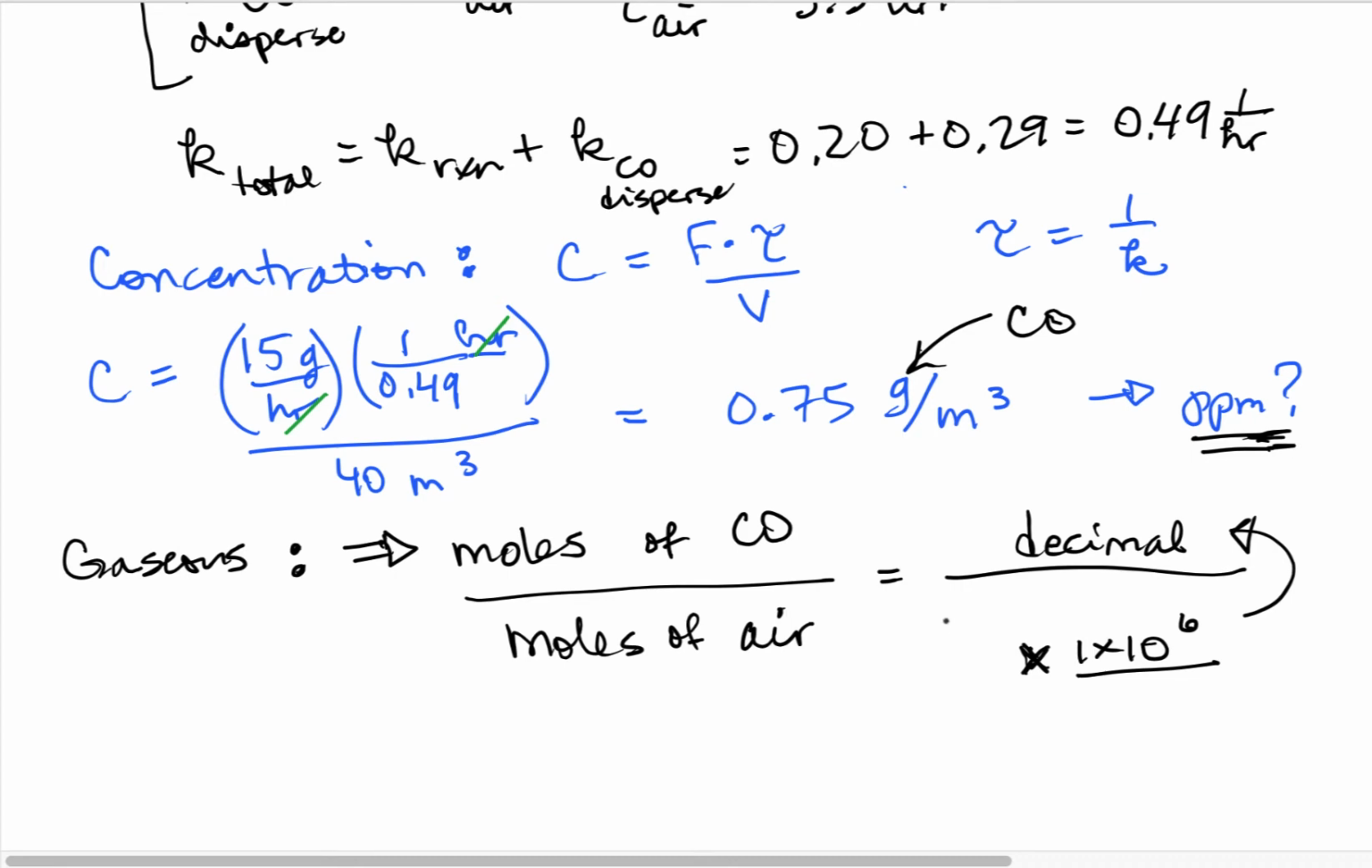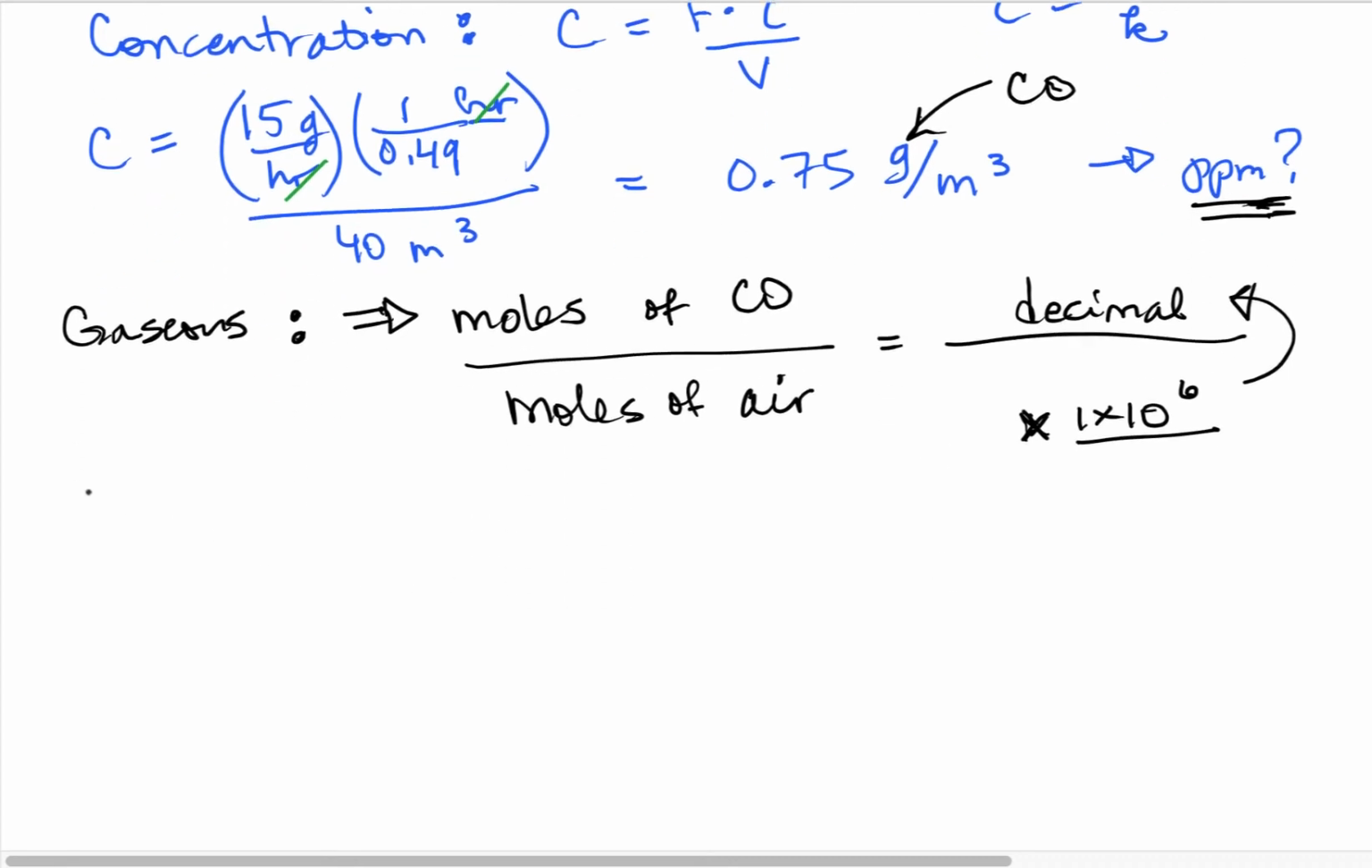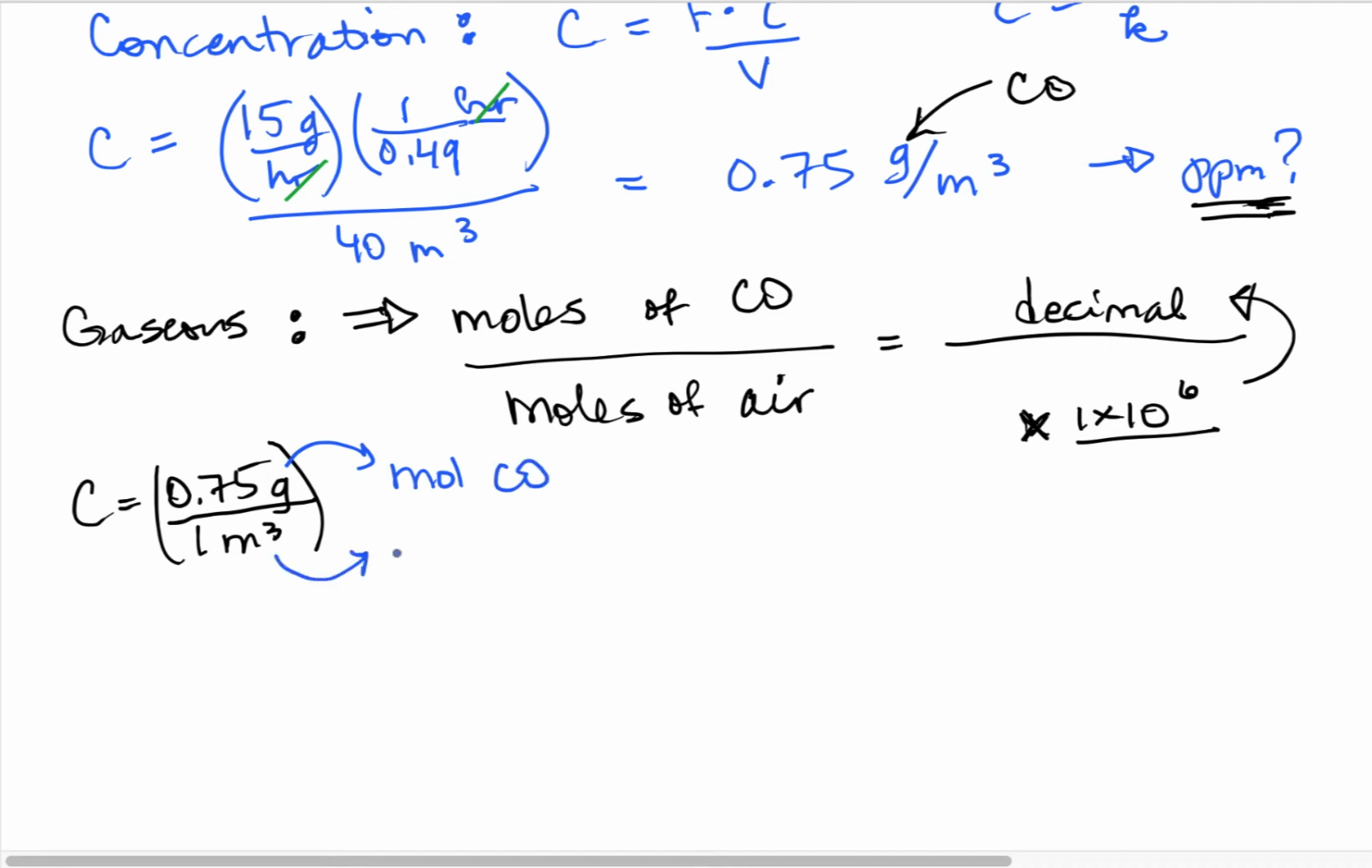So let's go ahead and do that. I'm going to start with my 0.75 grams per 1 cubic meter. And I'm going to give you the general idea here, and then I want you to pause the video and do it yourself. So the grams we're going to take into moles of carbon monoxide. And then the meters cubed, I want you to take into liters of air.